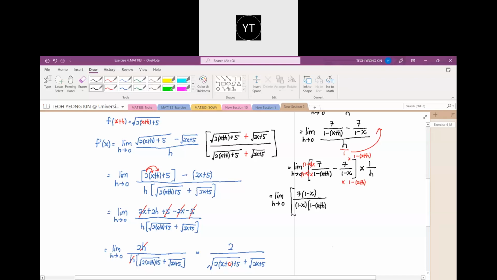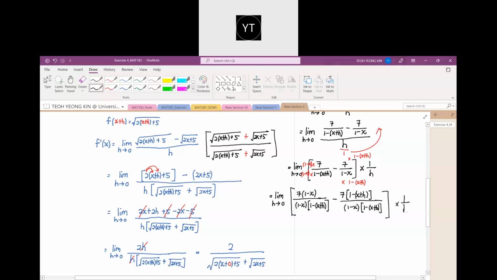This is the first part. Minus 7. Put a square bracket, 1 minus x plus h. Sorry for this one, a round bracket. Okay, over. My denominator is 1 minus x, square bracket 1 minus x plus h. You can see here, times 1 over h.